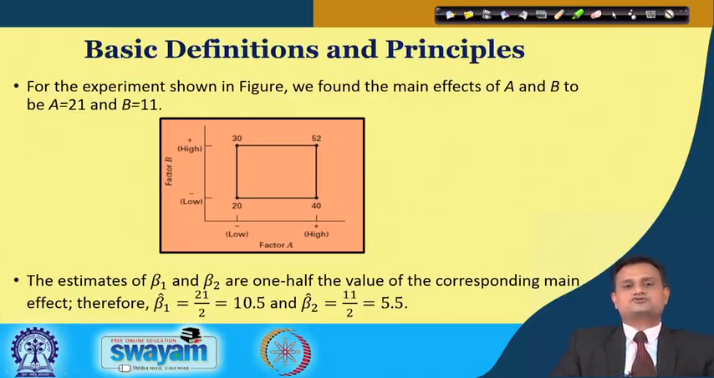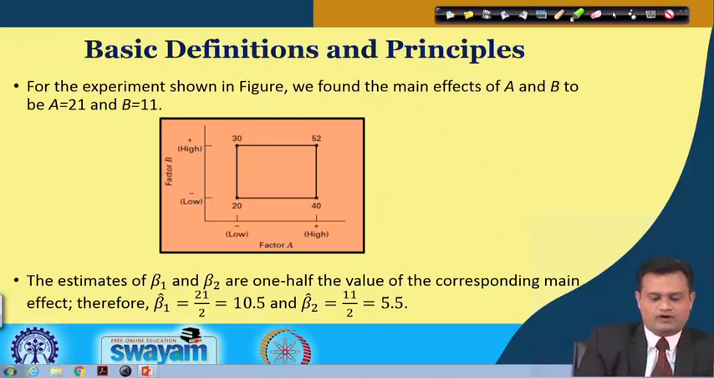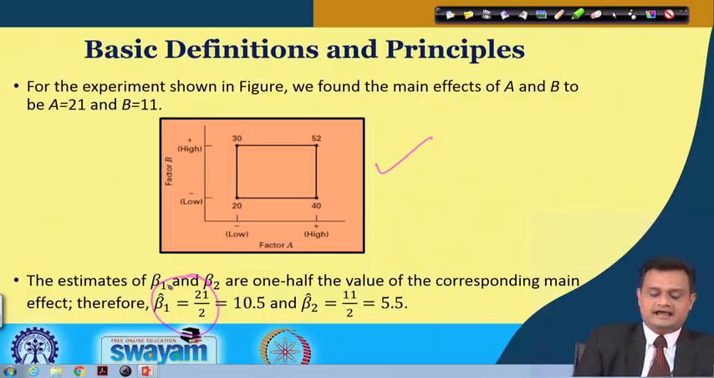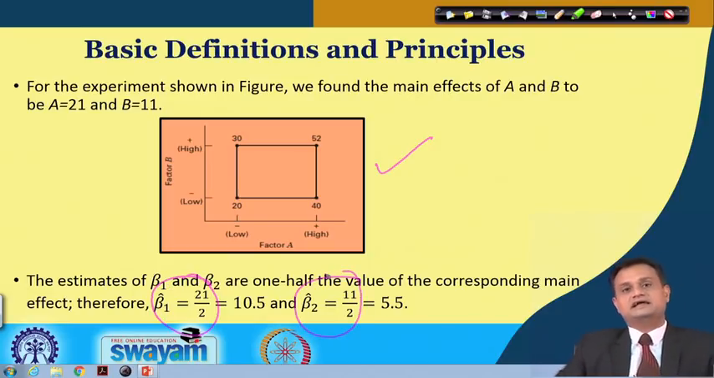Now let us go a little bit deeper and investigate the values of the slope. So beta 1, this is the system I have already explained, and the estimate beta 1 hat is 21 by 2 and beta 2 hat is 11 by 2.